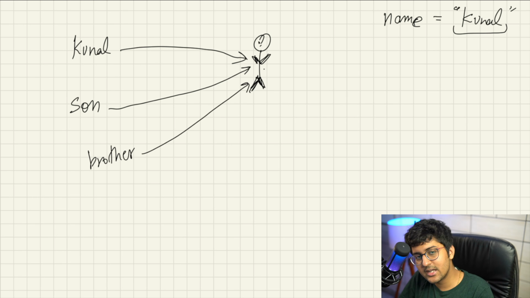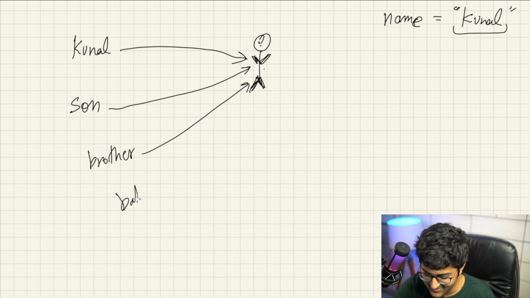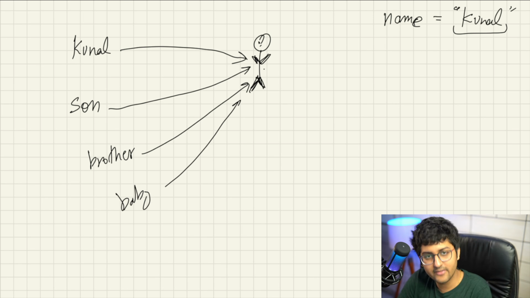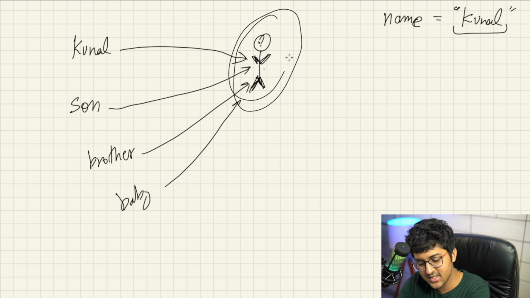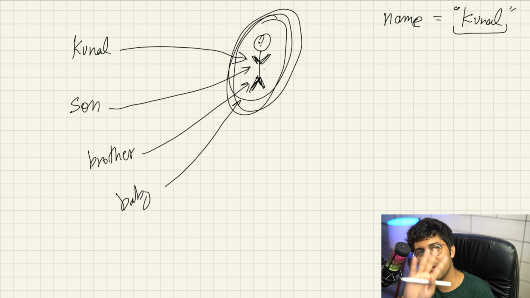So if Kunal is giving a party, or son is giving a party, or brother is giving a party, or, in a hypothetical world, I might have a girlfriend who might call me baby. If baby is giving a party, money is being spent of the original object only, just one object. It's not like there are 4 Kunals for these 4 people.